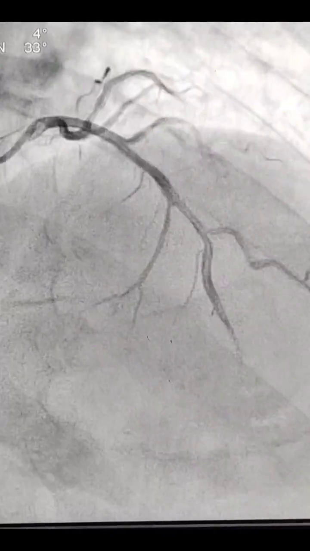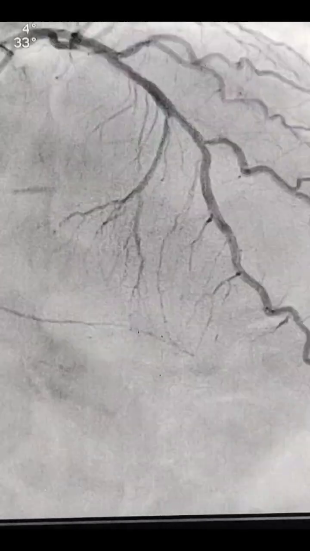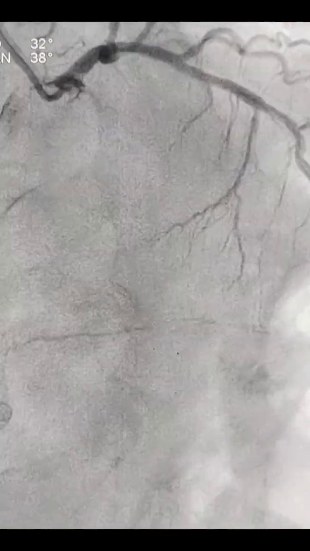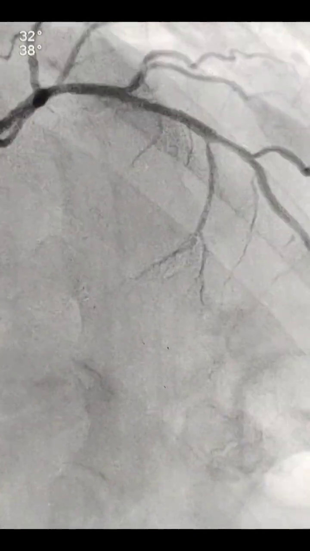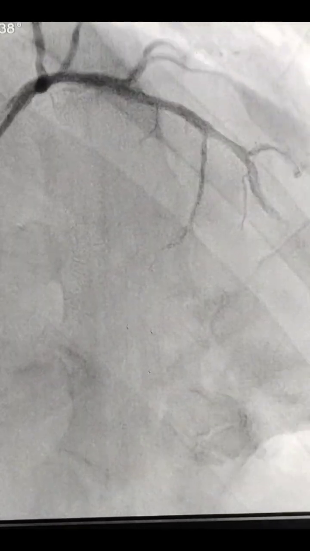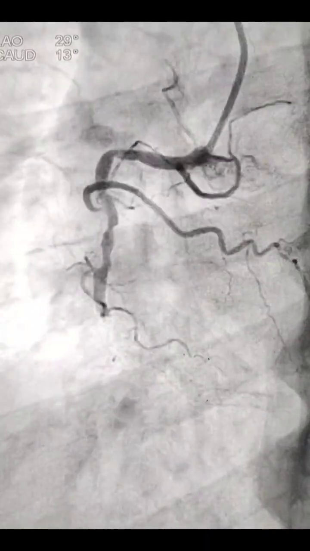And this is the cranial view, and you can see mid LAD there is a 50% stenosis. So this is an LAO cranial view, and this is the RAO cranial view, and you can see in distal RCA there is a stent, and there is a complete total thrombotic occlusion in the RCA. You can guess from this angio. And this is what we expected.